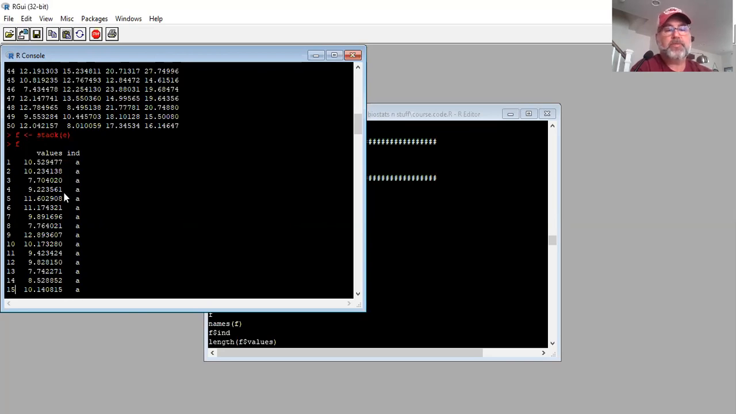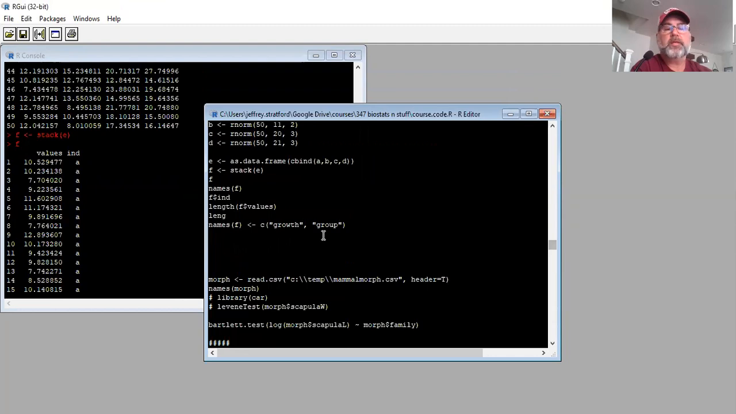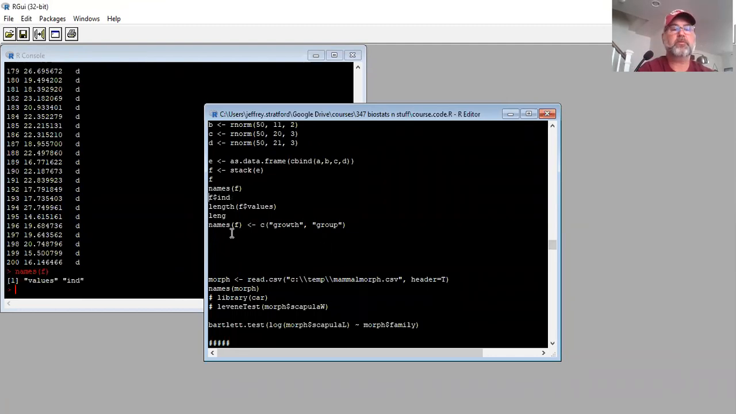Okay. And again, since this is randomly generated, your numbers will be slightly different than my numbers. All right. So we can look at the names and see that it's just values and indicator, and I don't necessarily like that. So we're going to change the names to growth and group. So we're going to make up some experiment that, say, looks at fertilizer in 4 different groups and look at the growth. And that's how we measure these things. And that's what those numbers represent. Hypothetical data set.